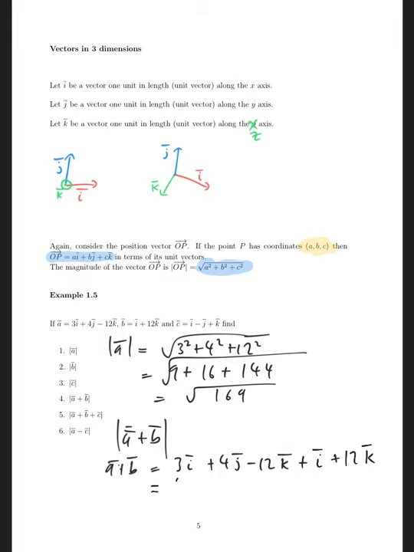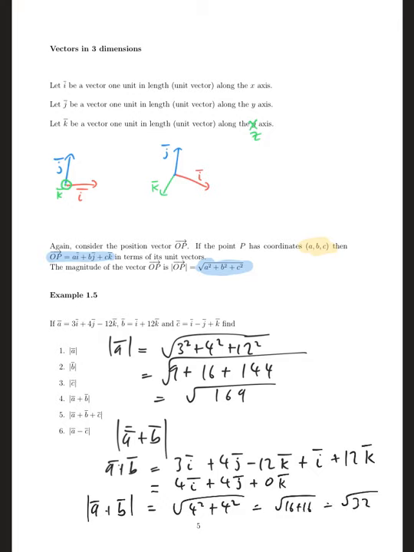We have 3i plus i is 4i. We have plus 4j. And we have minus 12k plus 12k, so that's 0k. I needn't even write that down, but I will just to be clear. So the length of A plus B then is equal to the square root of 4 squared plus 4 squared, which is the square root of 16 plus 16, square root of 32.